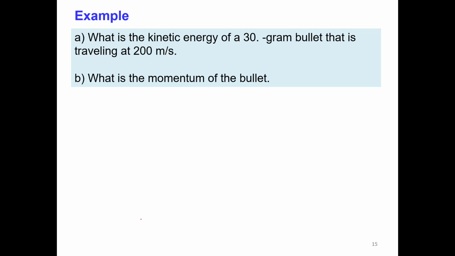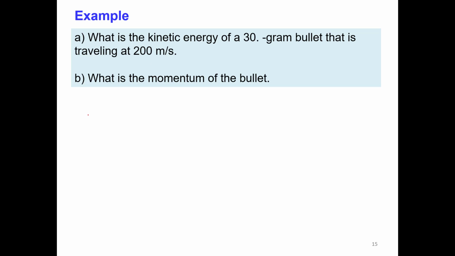Now we had one more problem in which we will apply the kinetic energy equation. Then we want first to calculate the kinetic energy of the 30 grams bullet that is traveling at 200 meters per second. And the second thing, we want to calculate what is the momentum of the bullet. Then let's see what is the kinetic energy of this bullet.